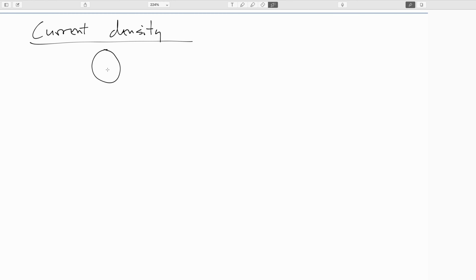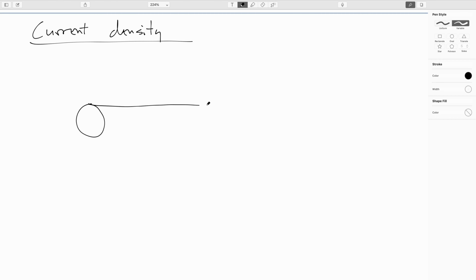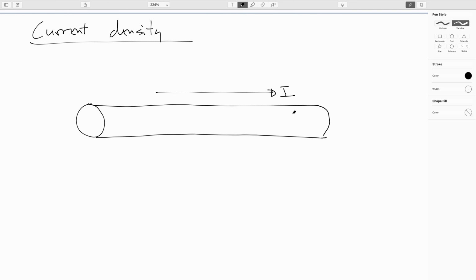So if I have a chunk of wire here, like so, and let's say it is carrying a conventional current to the right. If this was wire, we would be having electrons moving to the left. If this is a nerve cell, we could be having positive potassiums going to the right. Either is possible, so just keep that in mind.